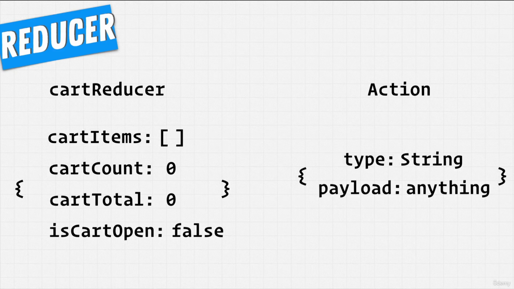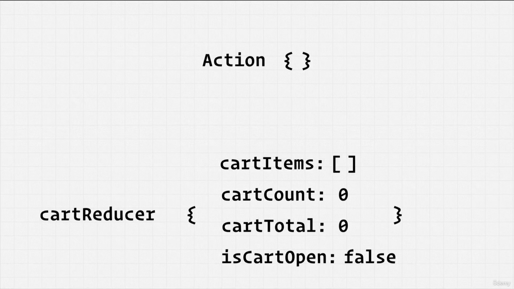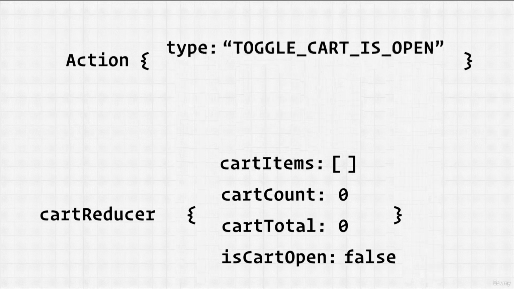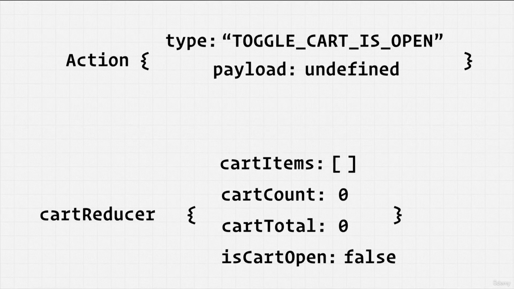So now, how do we utilize these actions in order to update the cart reducer? Well, let's look at the action that gets fired, and let's look at the cart reducer and what happens in turn. So let's say, for example, we have some string value for the type. And this string is a very clear identifier. In fact, it's a unique string, and it should describe what it is that's happening. So for us, let's say we wanted to toggle the isCartOpen value. We would say, hey, there's going to be an action, and this action has a type of toggle cart is open.